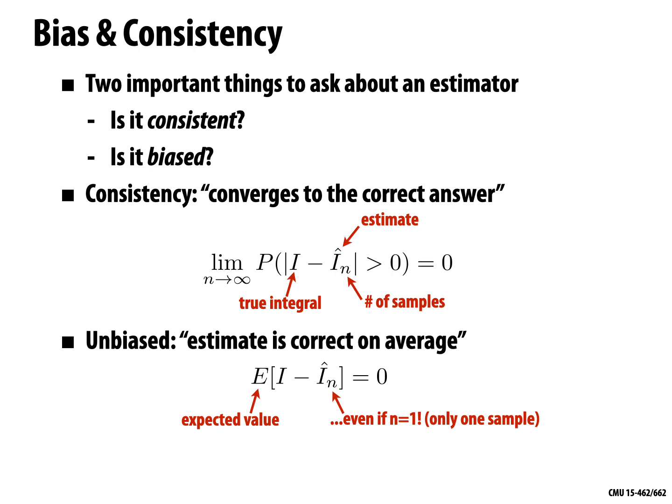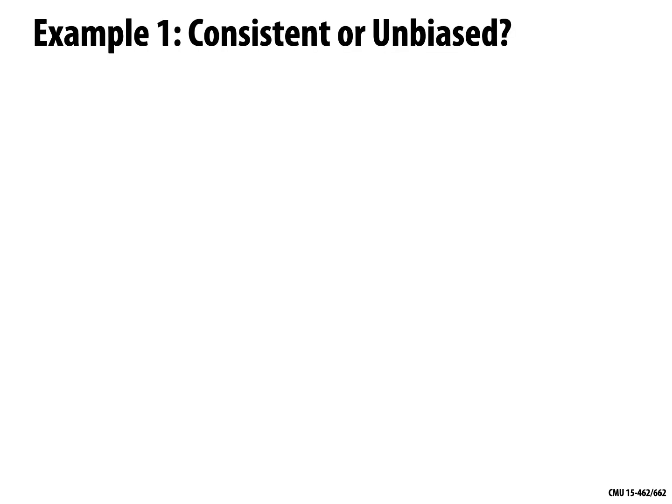Okay? Importantly, consistent does not imply unbiased. Just because you're approaching the right value doesn't mean that at any moment your expected value for your estimate is the true value. Again, people get these confused all the time. It's really important to see the difference. So here's a good example, really simple, trivial example. I'm going to present an estimator and I'm going to ask you, is it consistent or is it unbiased?